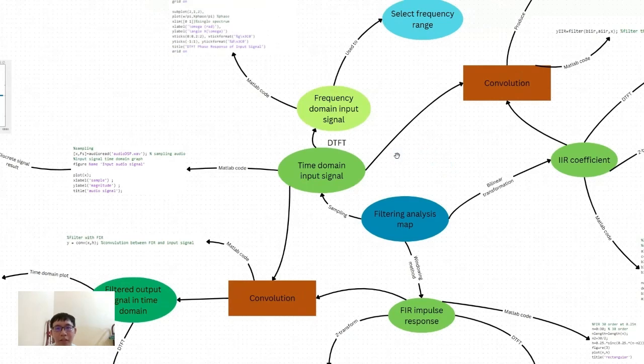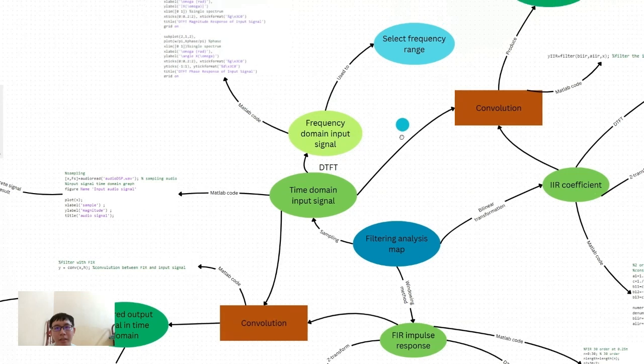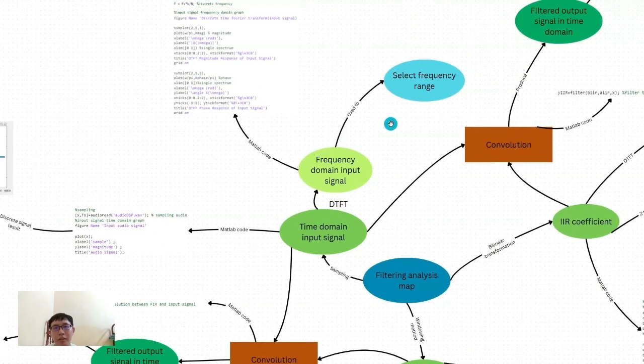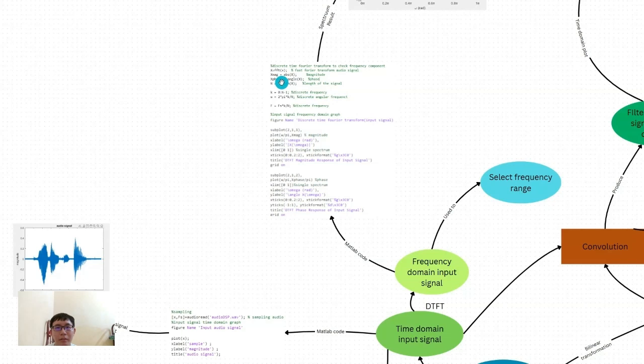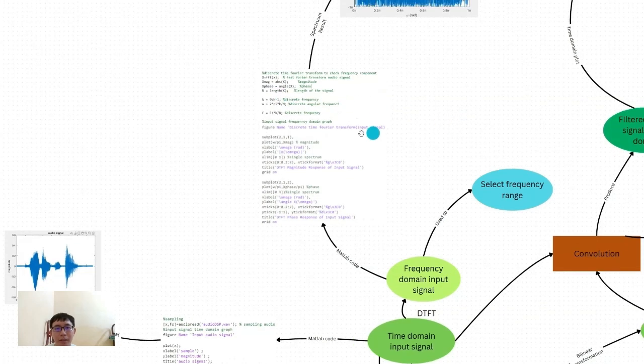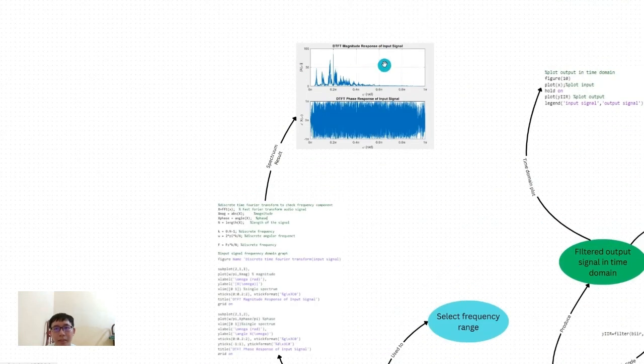After we sample our signal, we need to do the discrete time Fourier transform to make it become a frequency domain. This is for us to select the frequency length setter. This is our main code. We use the FFT function to do the fast Fourier transform on the audio signal. Then for the magnitude, we use the abs function. For the phase, we use the angle. And after that, we plot the two graphs. The upper one is the discrete time Fourier transform magnitude graph, which is in the frequency domain, and the lower one is the DTFT phase graph, also in the frequency domain.